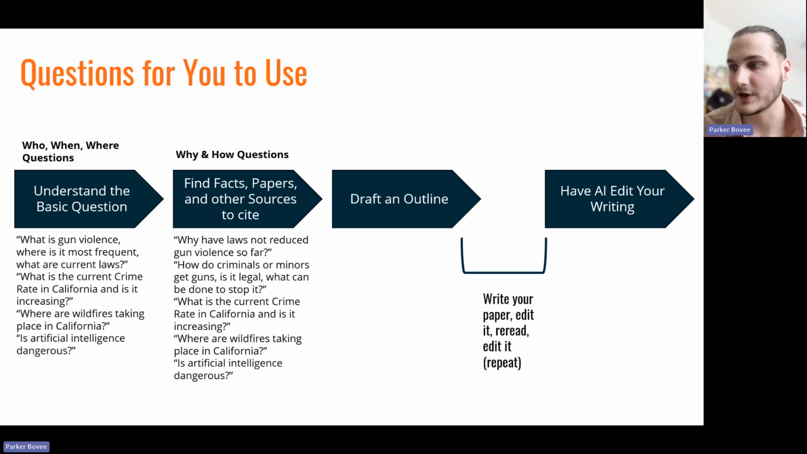It's very much kind of like a tree. It grows out from its roots up into a trunk and out to the leaves. You have to keep asking it questions and feeding it questions. What is the current crime rate in California, and is it increasing? This can be used for both.